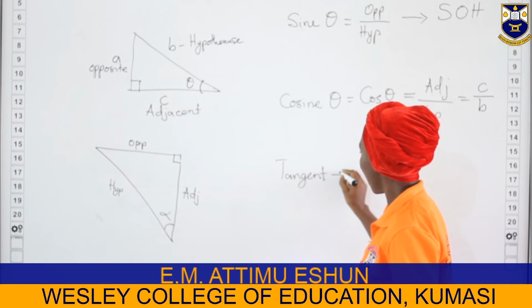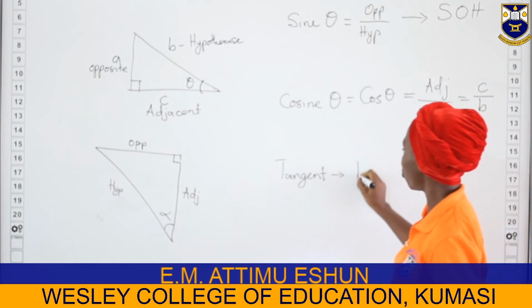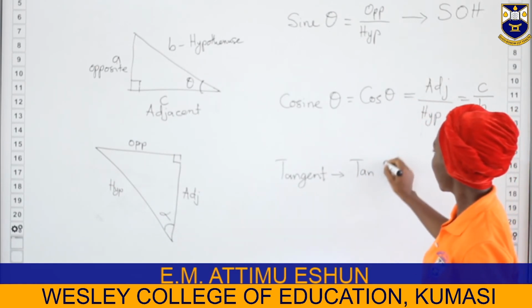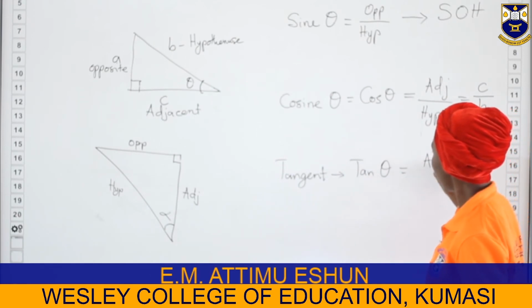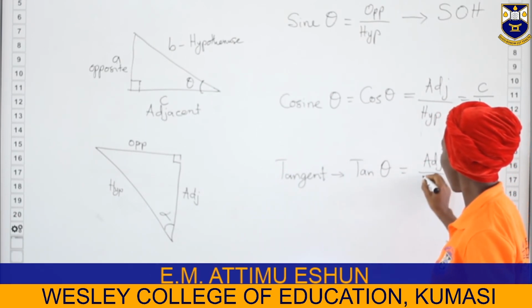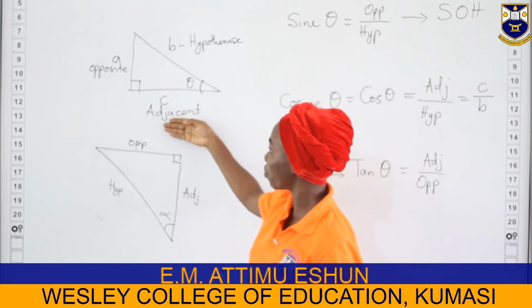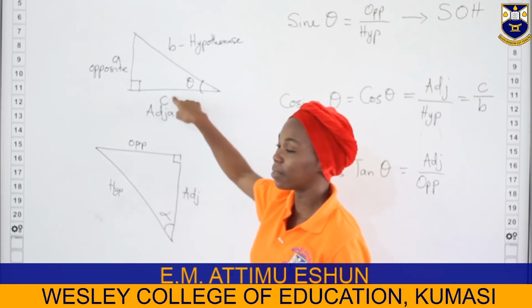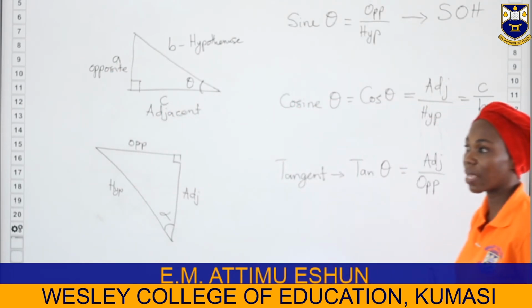When we come to tangent also, we have tan to represent tangent. And so tan of theta will give us opposite divided by adjacent. Adjacent divided by the opposite. So here, with reference to our first diagram, we have the adjacent side being the label C and the opposite side being labeled A.